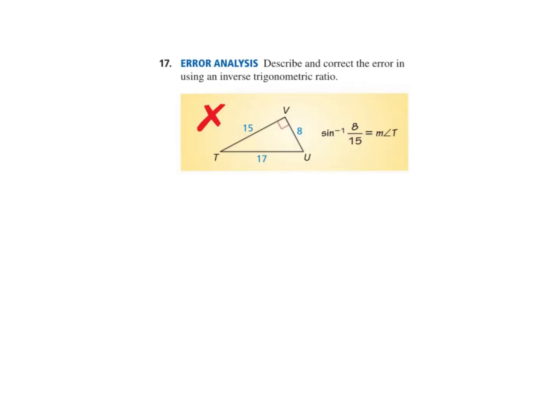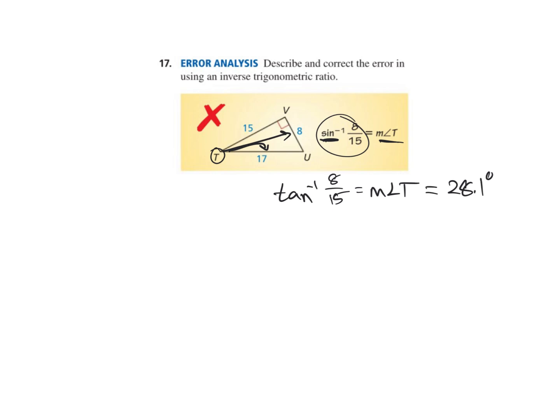What did they do wrong here? Let's see, they did the arc sine of 8/15, and they said that's angle T. So the sine of T is the opposite leg over hypotenuse, 8/17. Okay, so they chose the wrong value. This should have been the arctangent of 8/15. And that will give you the measure of angle T, all right, which is what? So 8 divided by 15, and we get 0.53 repeating, and take the arctangent of that, and the measure of angle T is actually going to be 28.1 degrees.